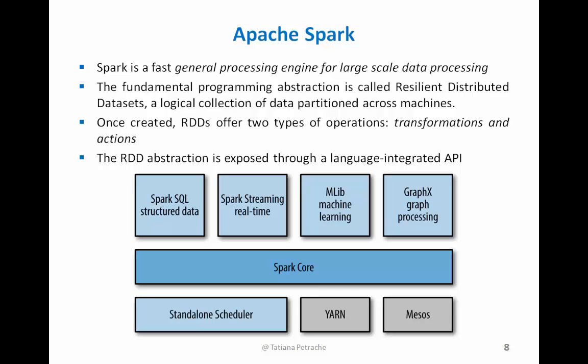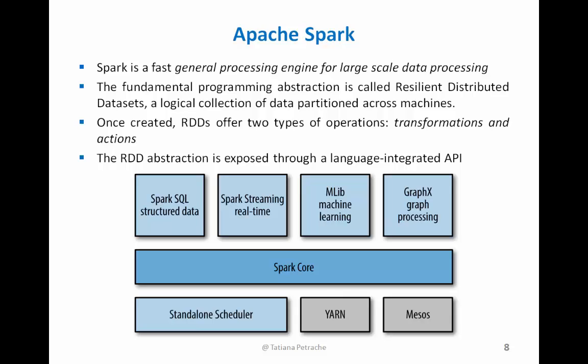Now a few words about the Apache Spark framework. Spark has clean and easy to use APIs and comes with a Spark shell, which allows for fast prototyping of logic with business users. The fundamental programming abstraction is called Resilient Distributed Dataset, which offers two types of operations: transformations and actions.